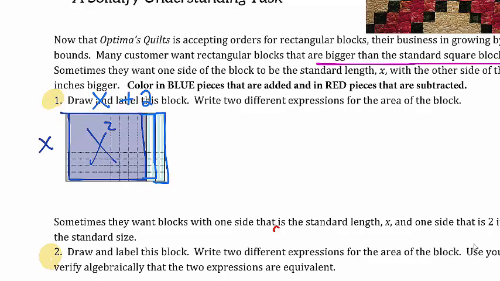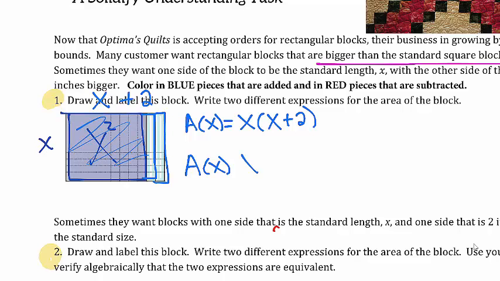And if you were to write it in factored form, you'd say the area for this quilt is length times width, or width times length, x times x plus 2. And then you could say that would be the same as an x squared block plus 2x blocks. And that would be the same thing you would get if you distribute it.